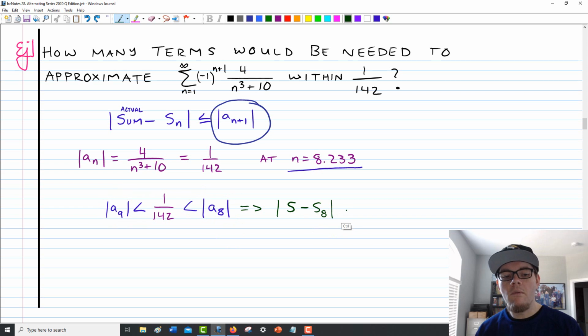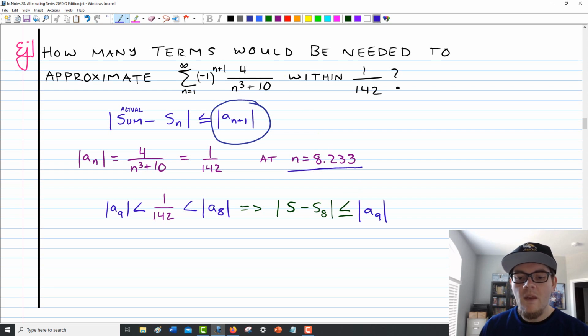So that means that what we really have here is that our error bound, or the value that's going to be smaller, is going to be a sub 9. And as soon as you have a sub 9 in there as the first term that's small enough, then you're able to sneak back in and put in the eighth there and say, okay, so the number of terms we want so that our partial sum is within 1/142 of the actual sum, the requirement for that would be that we have a partial sum with 8 terms, which means that we need 8 terms in our partial sum.